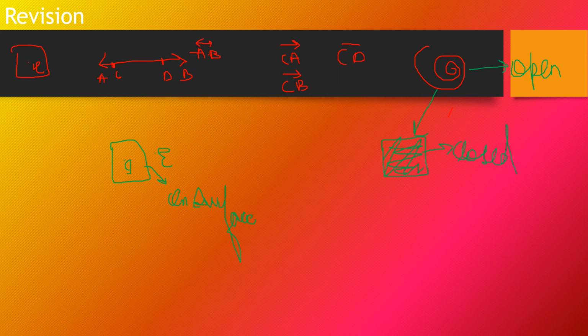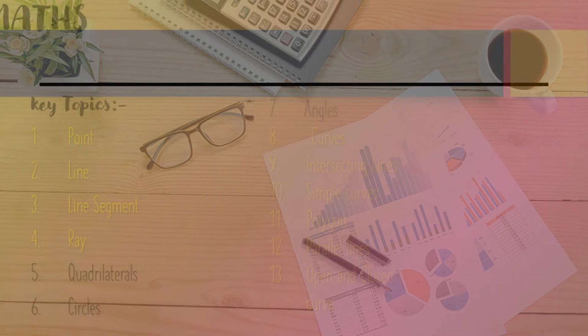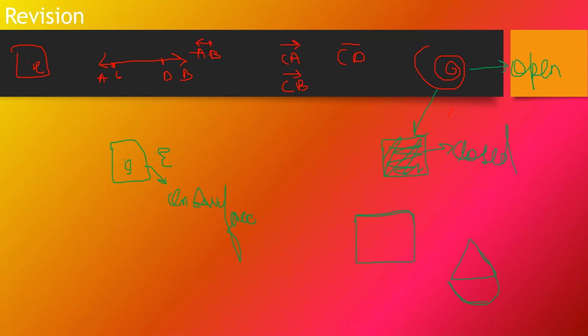Then comes what is a polygon. A polygon is simply a simple closed curve made up of line segments. So this curve is only made up of line segments, and that is why this is a polygon. To be a polygon, the minimum number of sides should be 3. Maximum it could be anything. And the three-sided polygon is termed a triangle.